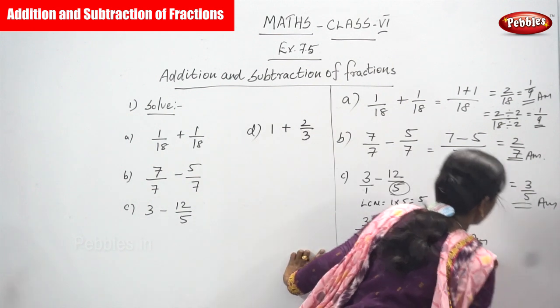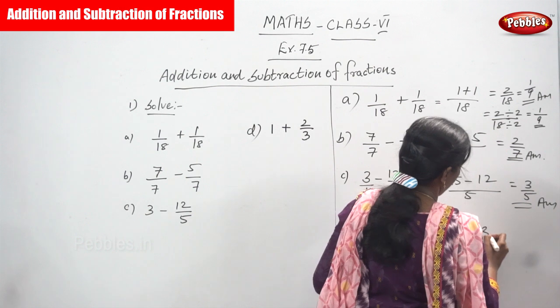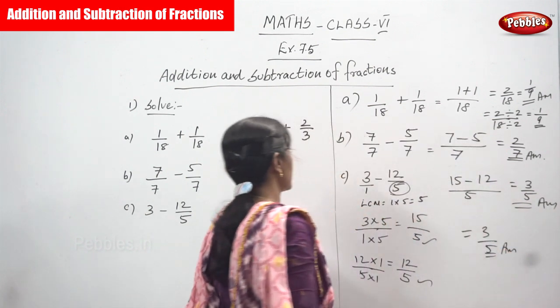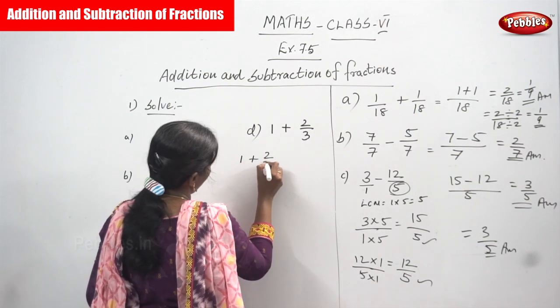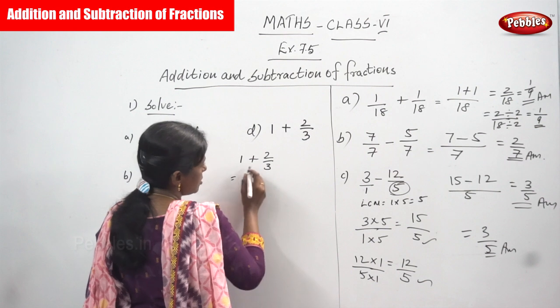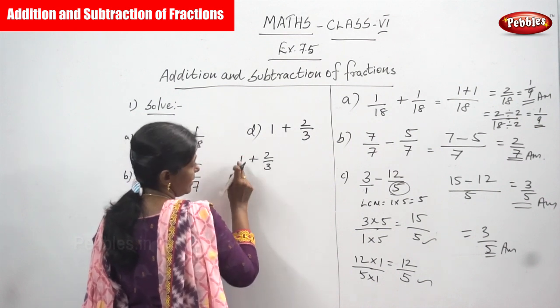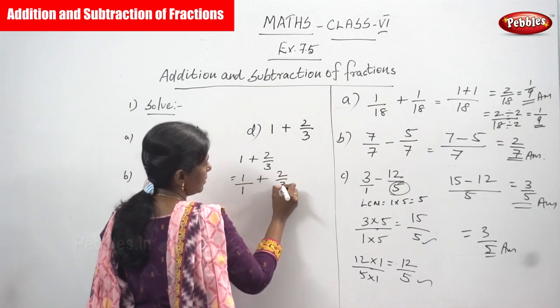Otherwise you can write it here. 3 by 5 is the right answer for the C question. Now we are going to do the D sum. Here the question is 1 plus 2 by 3. This is a whole number, so you must make this whole number a fraction: 1 divided by 1 and 2 divided by 3.